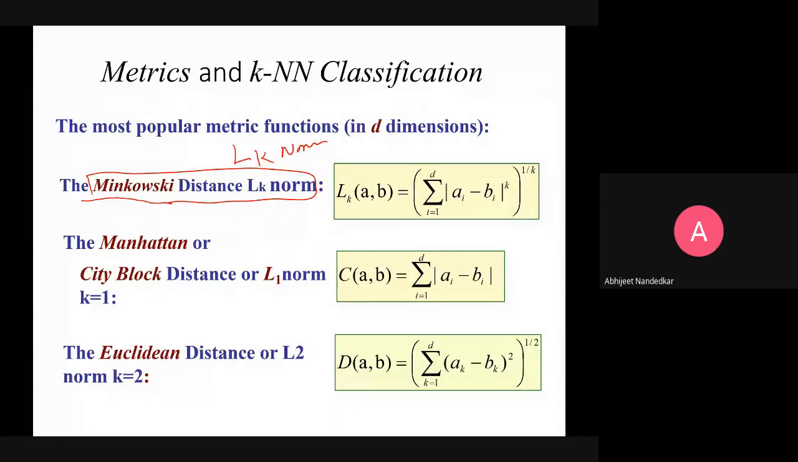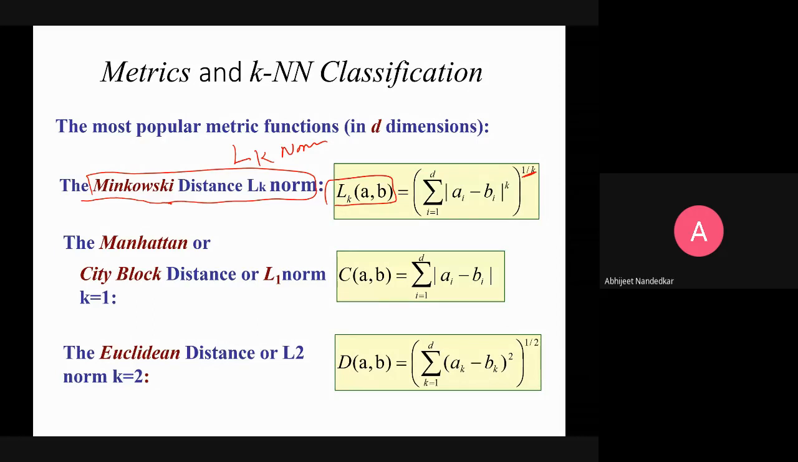The distance L_k between A and B is given by the kth root of the summation, i equal to 1 to d, of the absolute value of A_i minus B_i, all raised to k. If this is the case, then it is called the generalized distance norm, or L_k norm, or Minkowski norm. Now if you put different values of k, you will get different norms which are popular.